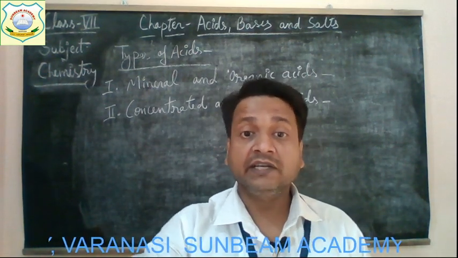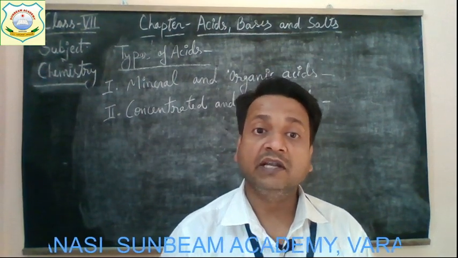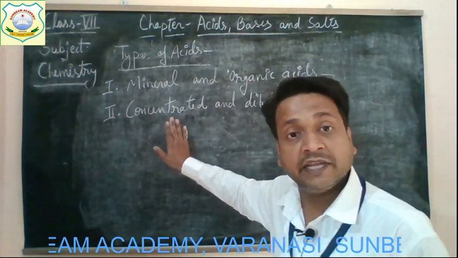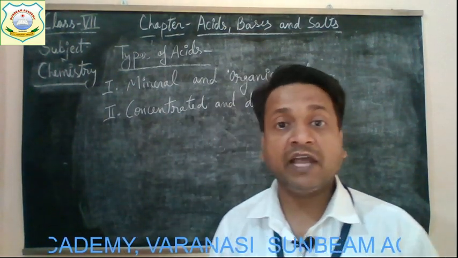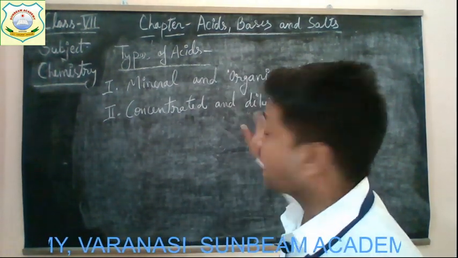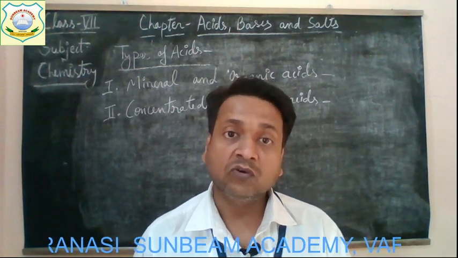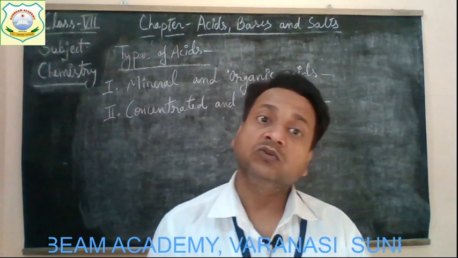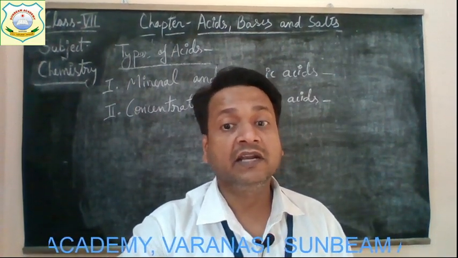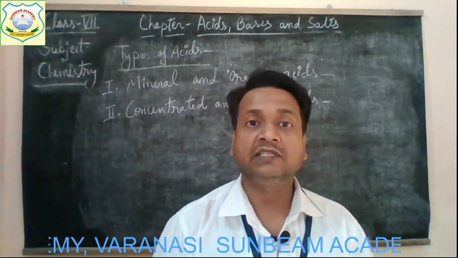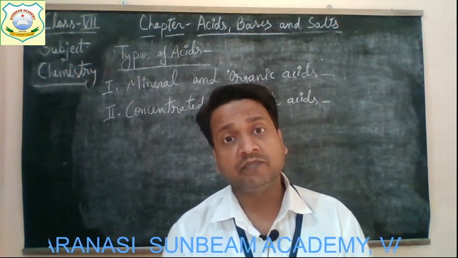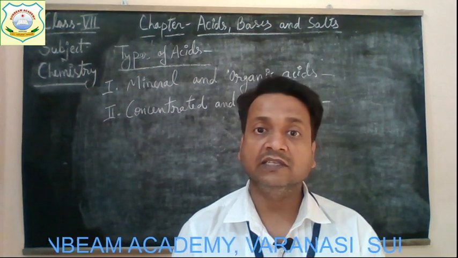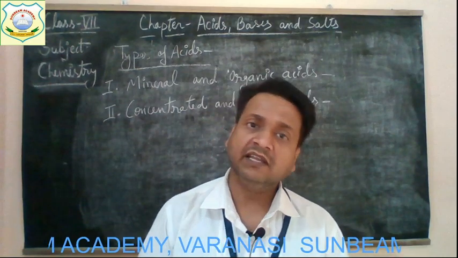So an acid being concentrated or dilute depends on the amount of water present in it. Got it, children? If the amount of water present is less, then it is considered a concentrated acid. And if the amount of water present is more, then it is considered a dilute acid. So hydrochloric acid, sulfuric acid, nitric acid, if they are dissolved in excess water, are considered dilute acids, such as dilute sulfuric acid, dilute hydrochloric acid, dilute nitric acid, and so on. And if the same is dissolved in less water, then they are concentrated hydrochloric acid, concentrated sulfuric acid, concentrated nitric acid, etc.